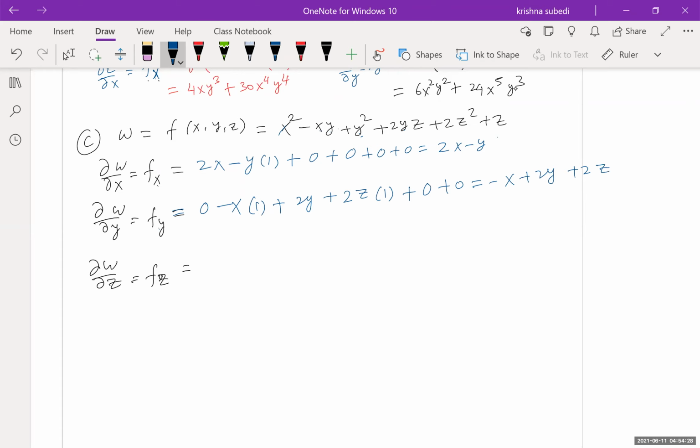And with respect to z, so x squared is constant, 0. There is no z in the second term, 0. No z in the third term, 0. Then 2y is constant, the derivative of z is 1, because the derivative of z with respect to z is 1, plus 2 times the derivative of z squared, which is 2z, plus the derivative of z, which is 1. So you're going to get 2y plus 4z plus 1. Done.